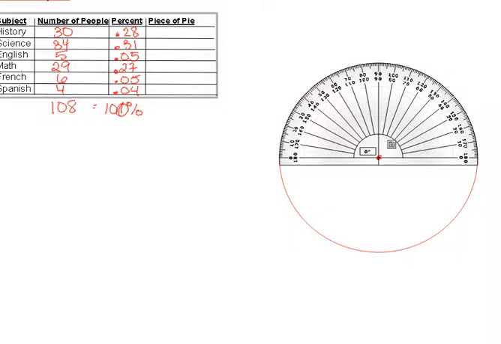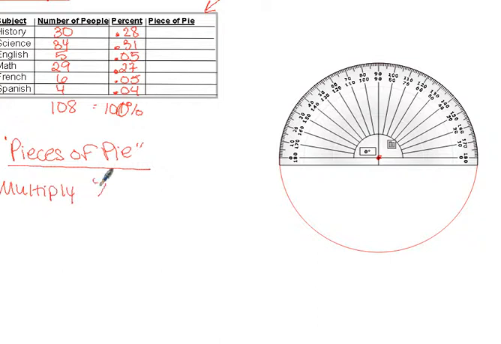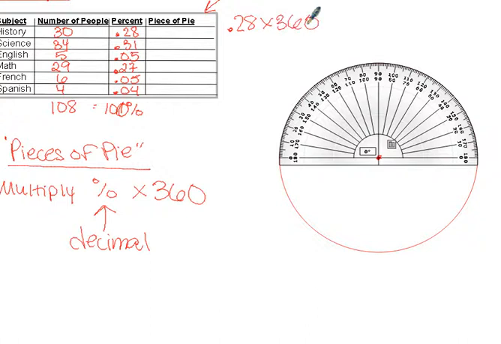The piece of the pie is calculated by taking the percent times 360, and the percent needs to be in decimal form. So for example, for this one, we have 0.28 times 360.